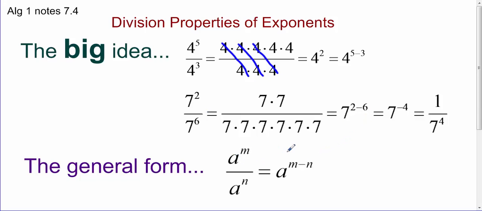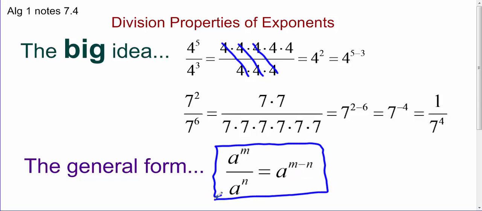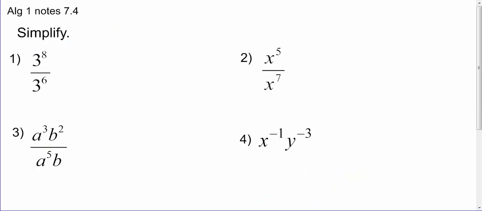Alright, so the general form without numbers, just variables, would look like this. a to the m divided by a to the n is equal to a to the m minus n. Really important concept. Remember, that contrasts a bit with our multiplication where we had a to the m times a to the n equals a to the m plus n. So again, division leads us to subtraction, multiplication leads to addition. That makes sense in a lot of ways.